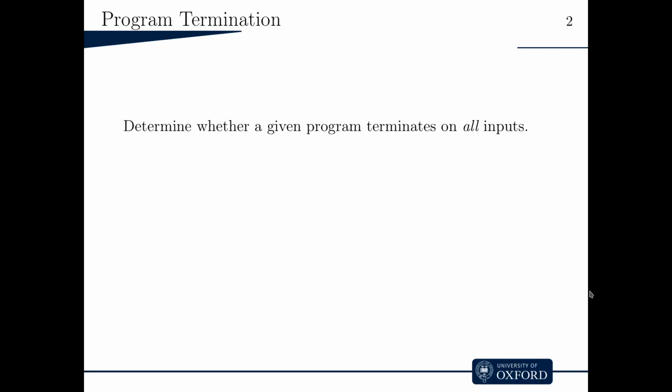Program termination is concerned with the problem of whether a given program terminates on all possible inputs or not. Here we have two problems. On the left hand side we have a program that terminates on all inputs because regardless of how x and y are initialized, we either enter the loop body and increase x until x is equal to y and thus exit the loop, or it doesn't enter the loop in the first place.